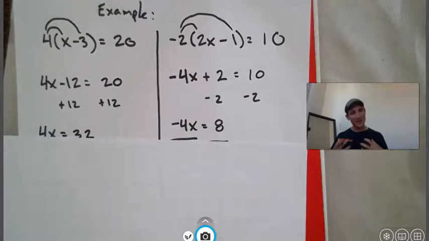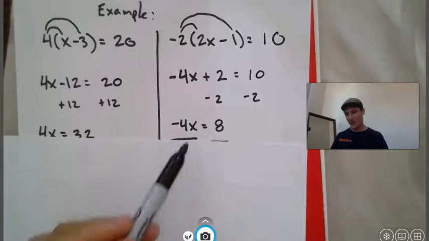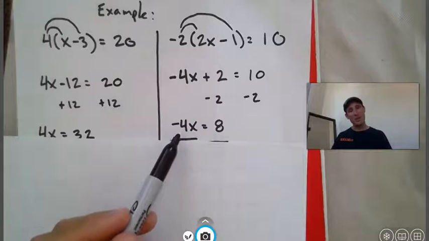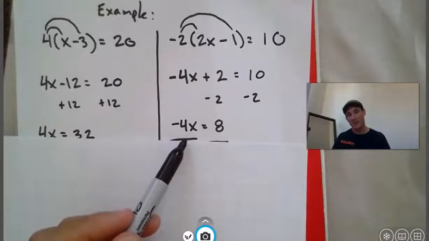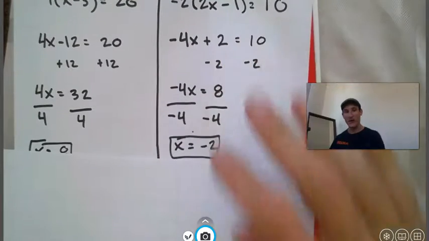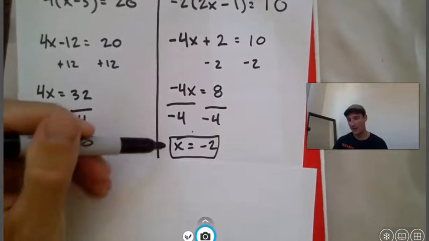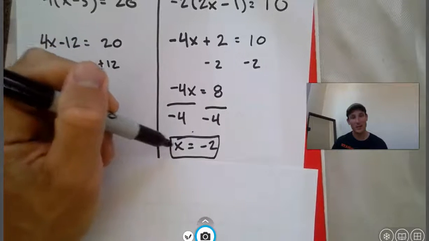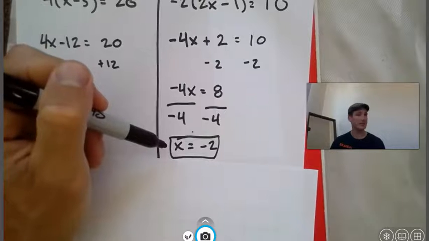I need to isolate the x. I need to break up that coefficient from its variable. Now, be really careful. Do I divide by 4 or do I divide by negative 4? Think about it this way. My ultimate goal is to get the x by itself. If I divide by a positive 4, that would give me a negative x, right? Because a negative divided by a positive would give me a negative there. And negative x is not x.